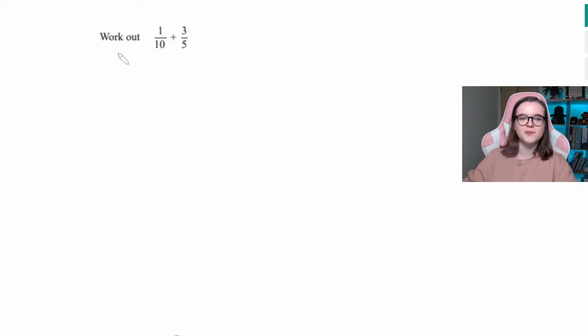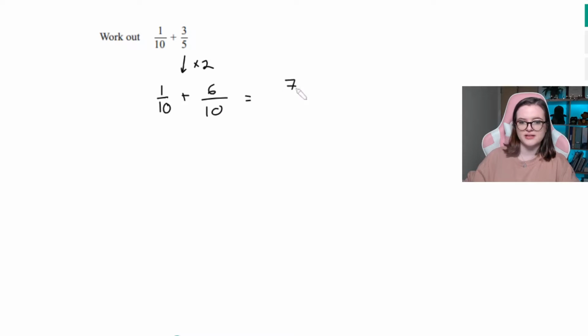Okay then, first question: work out 1/10 plus 3/5. If we're adding or subtracting fractions, we need to make the denominators the same, either by making one of the numbers into the other or by changing both of the numbers into a common multiple. With this one, we can just make this 5 into a 10 by timesing it by 2. We multiply this whole fraction by 2. So 1/10 stays as it is, plus 3 times 2, which is 6, over 5 times 2, which is 10.